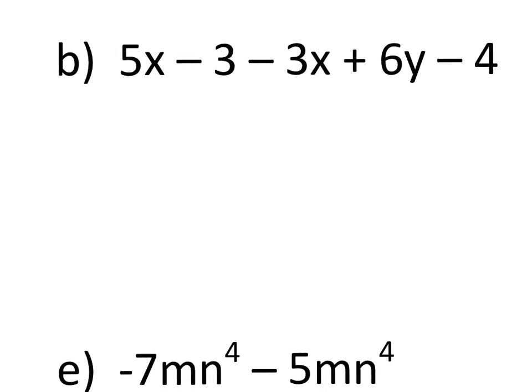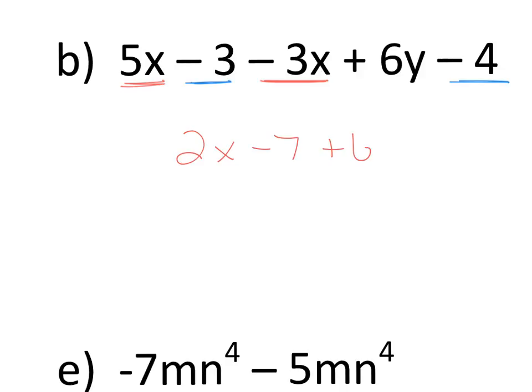Okay, so let's take a look at this one. If I'm combining like terms here, I have a 5x and a negative 3x. I have a negative 3 and a negative 4. So I'm combining my x's in red there, and I'm combining my numbers, which are in blue there. The poor 6y, this little guy right here, he doesn't have anybody to pair up with. So let's go ahead and combine the x's. 5x minus 3x is 2x. Negative 3 minus 4 is negative 7.